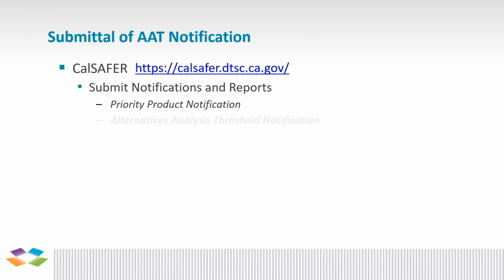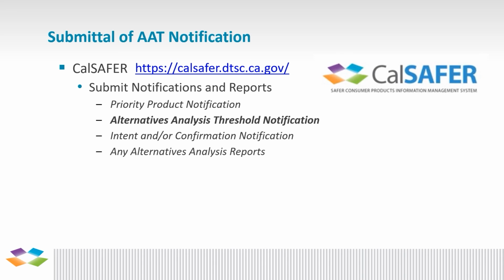The CalSafer website is where you will complete the submission process for your priority product notification, alternatives analysis threshold notification, and even an intent and/or confirmation notification or any AA reports if those special conditions apply. On the CalSafer website and our SCP training materials webpage, there are several training videos available that are designed to walk you through each submittal process.